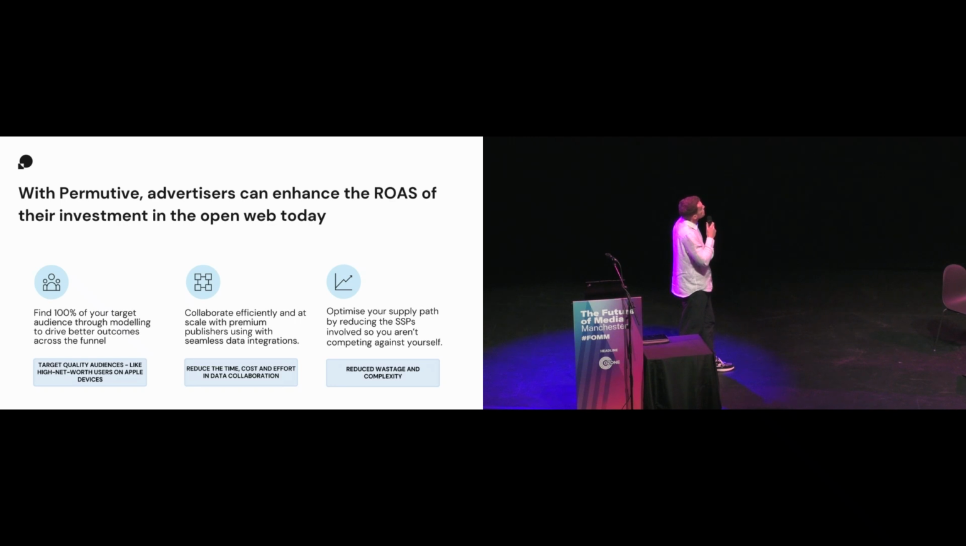So, with Permutive, you can enhance the ROAS of your investment within the open web today, and as you've seen, in some instances, double sales and halve CPAs. To do that, you need to work with the right tech to allow you to reach 100% of your target audience. You need to work with the right infrastructures to allow you to easily collaborate on your first-party data. And you need to work with the right processes that allow you to improve your supply path and reduce inefficiency.